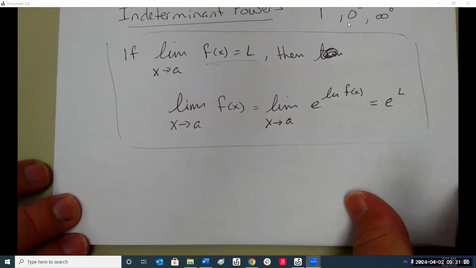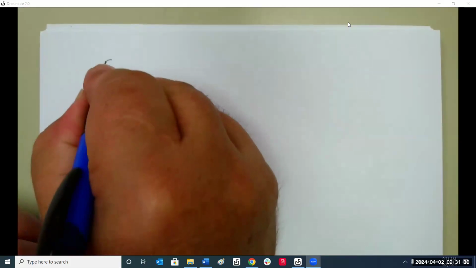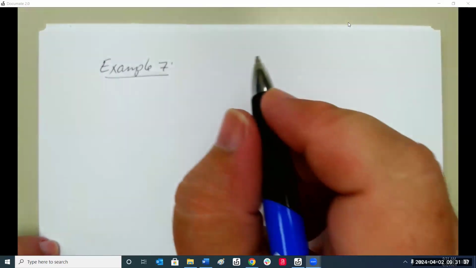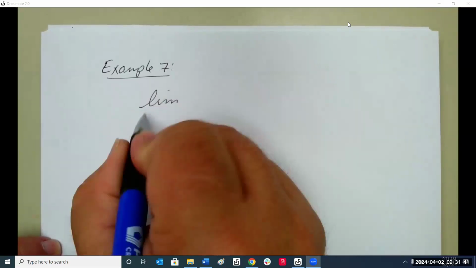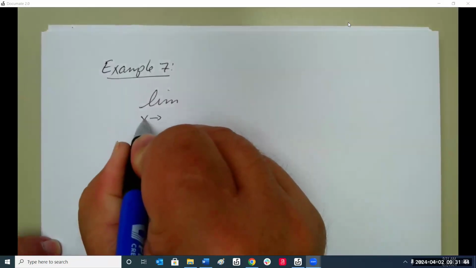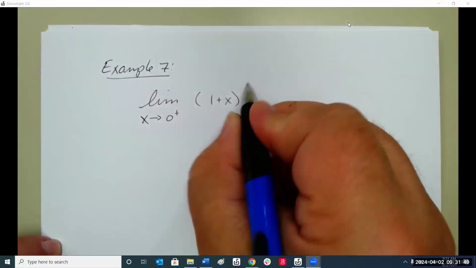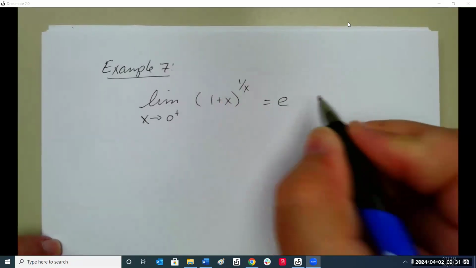That's what we're going to be using in this last set. Example 7. You have this on the sheet I gave you all, and that's the reason I printed it out for you. You don't have to copy everything down. Example 7: apply L'Hopital's rule to show the limit as x approaches 0 from the right of (1 plus x) to the power 1 over x is equal to e.